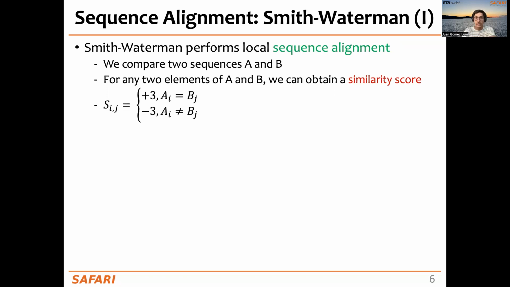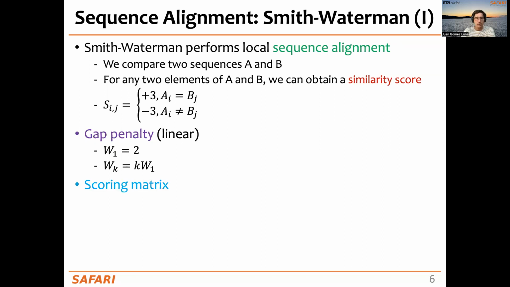This Sij will be, for example, 3 or -3, depending on whether the element Ai is equal to the element Bj or not. We are also going to consider a gap penalty, that is a linear value. In this case, we are going to consider that this gap penalty at distance 1 is equal to a given value, but if we are at longer distance, it will scale linearly.